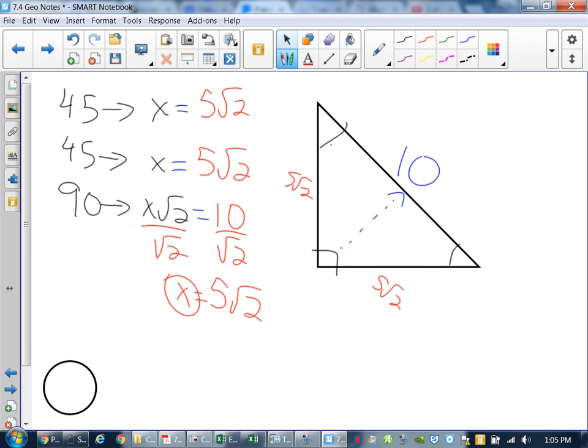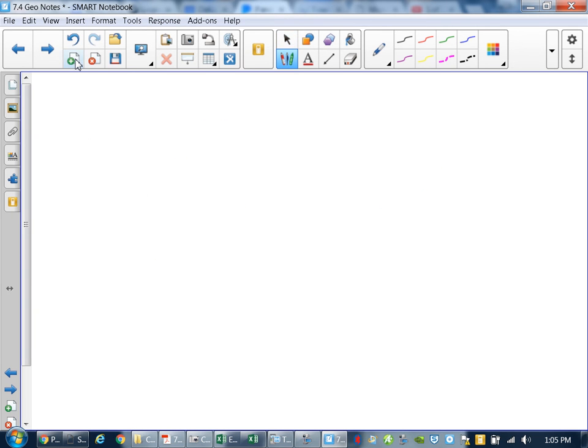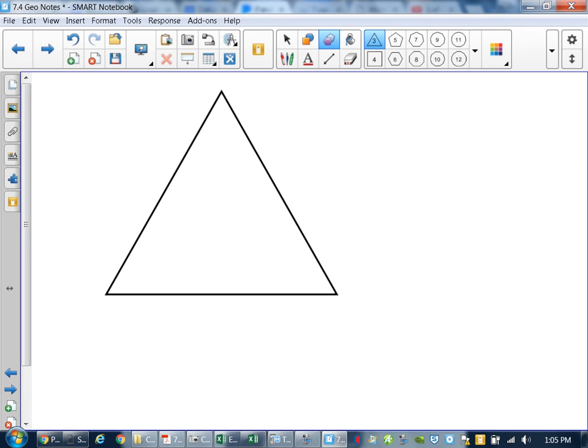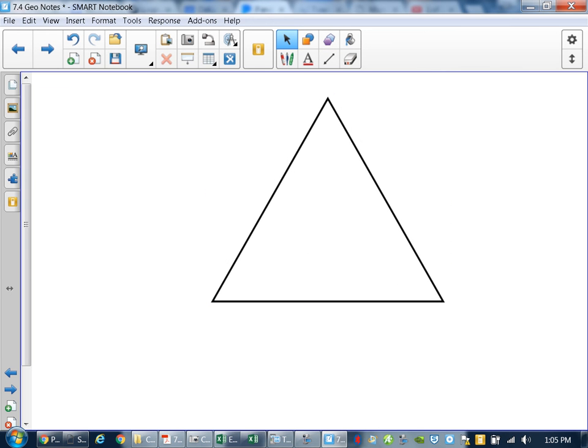Okay. The other triangle that we talk about, besides the 45, 45, 90, comes from the equilateral triangle. What do you know about an equilateral triangle? All sides are equal. If all sides are equal, what do you know about all the angles? They're all equal. What do they measure? 60, good. So all the angles are 60, all the sides are the same. So let's make this really easy. Let's say we have a side length of 8. That means all my sides are 8.